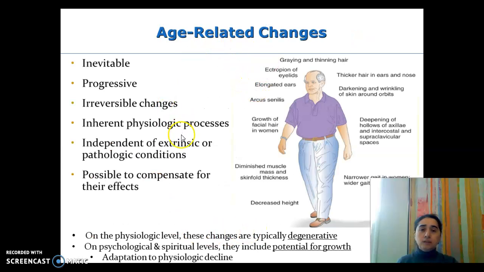Let's take a look at this picture. Age-related changes are inevitable, progressive, and irreversible. So this person has ectropion of the eyelids. He also has arcus senilis. What are these conditions?